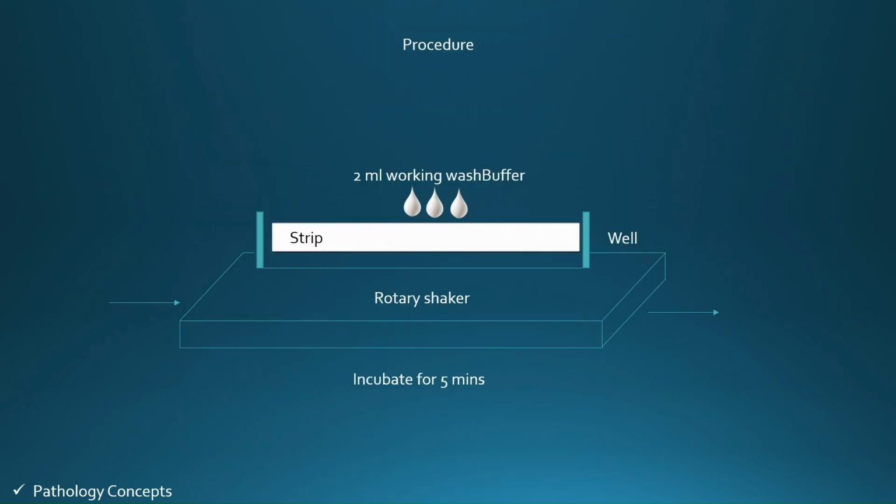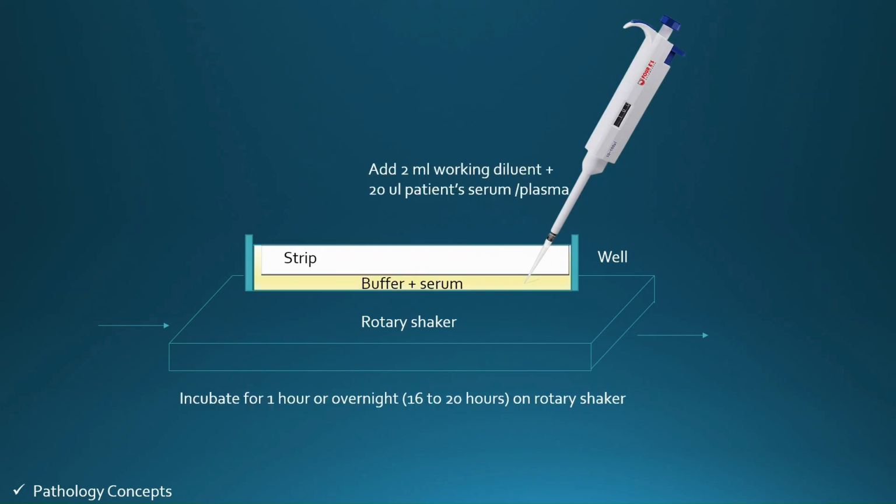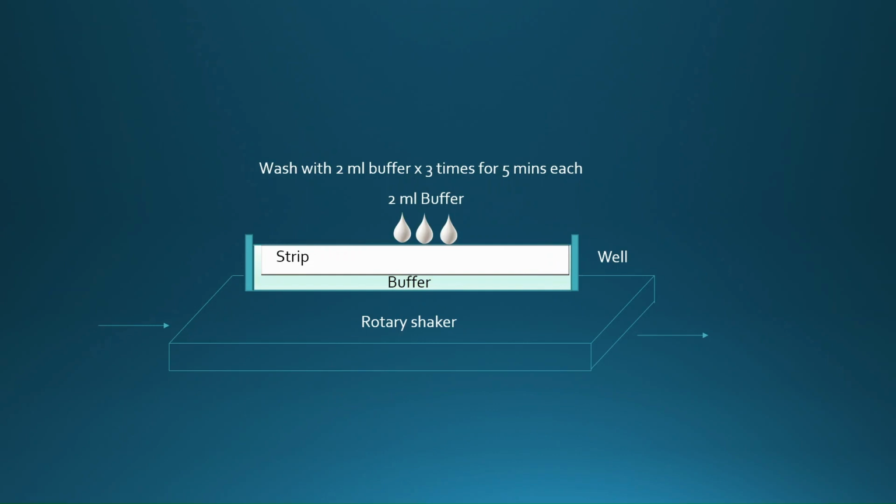Let's see. First, put the strip in the well and add 2 ml working wash buffer, and put the well on the rotary shaker and incubate for 5 minutes. After the wash buffer, aspirate the wash buffer and add 2 ml of working diluent plus 20 microliters of patient's serum or plasma on the rotary shaker. Incubate for 1 hour or overnight depending on the situation. After the incubation, wash with 2 ml wash buffer 3 times for 5 minutes each.